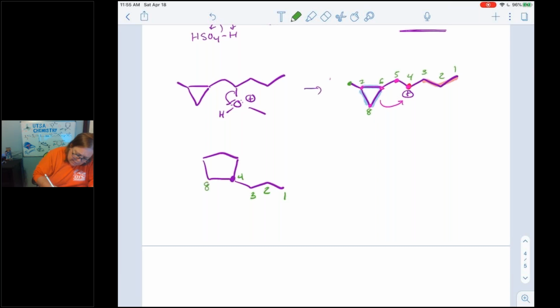So I'm going to make this carbon 8, 7, 6, and 5. I know on 7 I have my methyl. And so where does this put my new carbocation? Where does it put it?